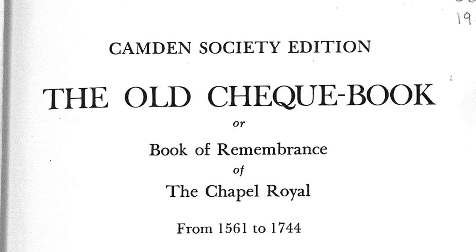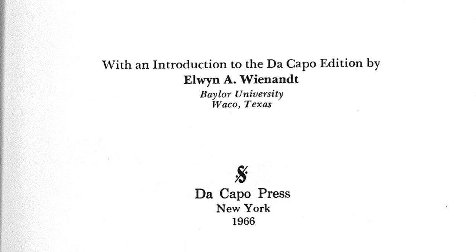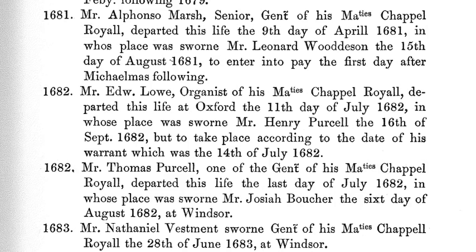Our last example of a monograph is the Old Checkbook or Book of Remembrance of the Chapel Royal from 1561 to 1744, edited by Edward Rimbaud. This work was originally published in 1872, and we have it in what is called a reprint edition, a type of edition that faithfully reproduces the contents of a previous edition, usually one that is out of print and out of copyright protection. This is a primary source monograph, an edited print of the original handwritten records of the Chapel Royal, the musical establishment of the Royal Court of England.